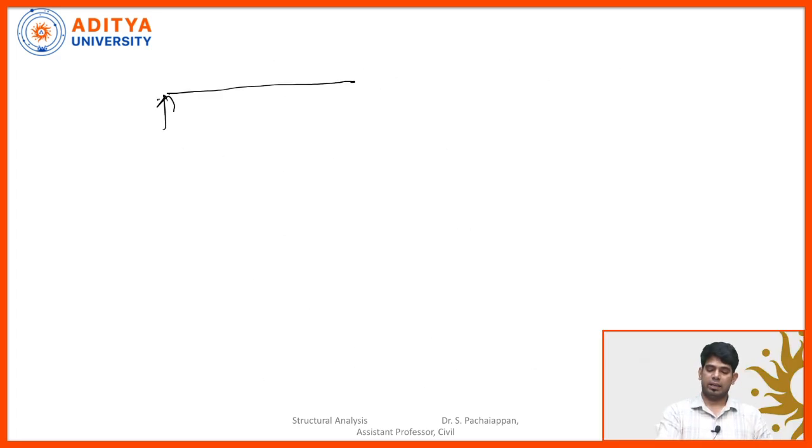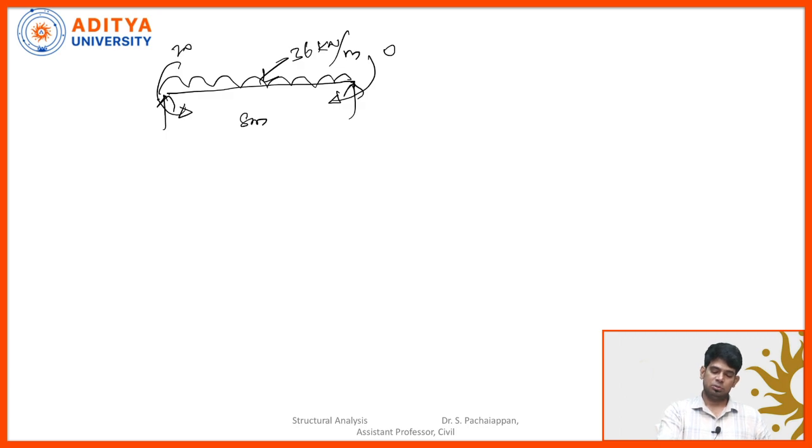Now, similarly, I have to go for the second span. If you consider the second span, it is subjected to UDL throughout the span, which is 36 kilonewton per meter, and the span is 8 meters. We know the MC value is 0 and at support B we have 203 kilonewton meter. So, this is B and this is C. Here we are going to have RB2 and this is RC.